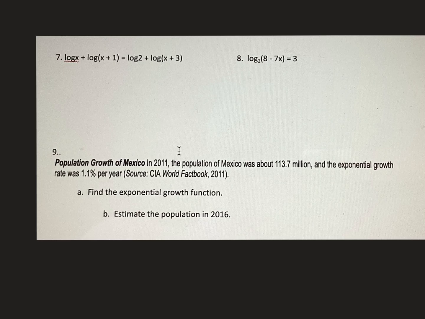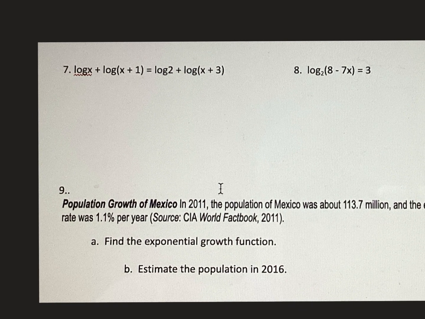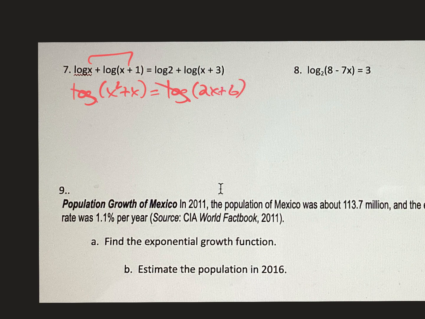And number 7, there's some addition. 2 logs added together means I'm going to multiply. And if I do x times x plus 1, I get x squared plus x. Over here, if I do 2 times x plus 3, I get 2x plus 6. Because there's one log on each side, again, cancel the logs. Gives me x squared plus x is 2x plus 6.